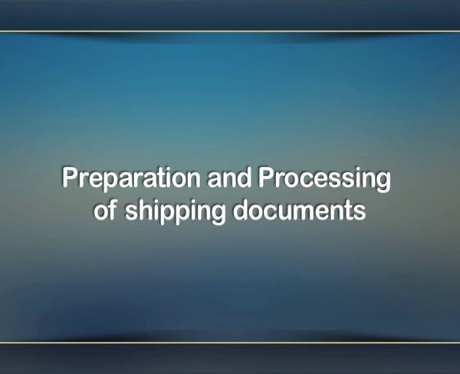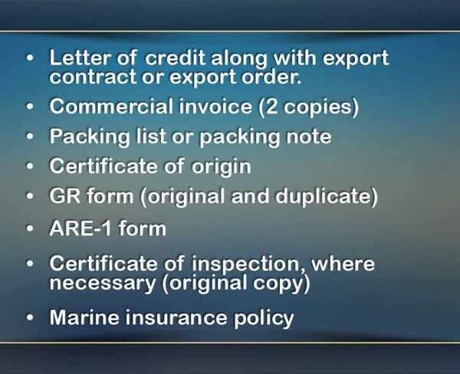Preparation and processing of shipping documents. As the goods reach the port of shipment, the exporter should issue detailed instructions to the C&F agent for the shipment of goods along with the complete set of the following documents listed below: letter of credit along with export contract or export order, commercial invoice of 2 copies, packing list or packing note, certificate of origin, GR form, that is the original and the duplicate ones, ARE first form, certificate of inspection where necessary, original copy, marine insurance policy.